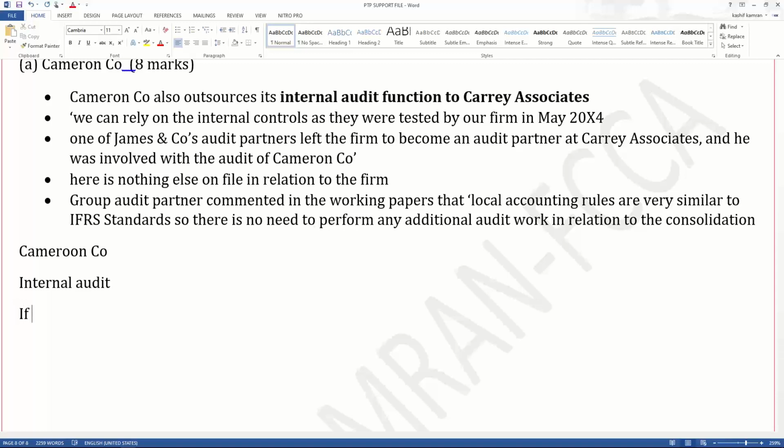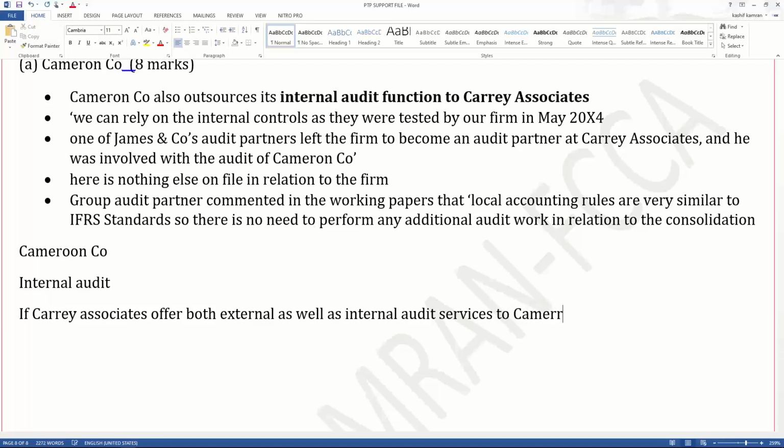If Kerry Associates offer both external as well as internal audit services to Cameroon, it gives rise to self-review threat. Will the examiner give me any marks if I say it will give rise to a self-review threat? The examiner was not happy, right, that we just pick up the threat. The examiner likes us to explain why it is a threat.